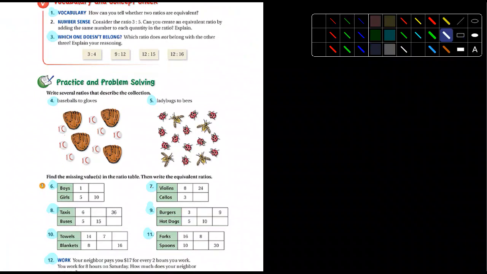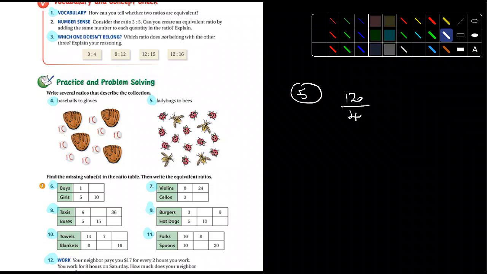Let's look at number 5. What are they asking us to do in number 5? It says, write several ratios that describe the collection. So I'm looking at number 5 here. So how many ladybugs are there? 1, 2, 3, 4, 5, 6, 7, 8, 9, 10, 11, 12. I counted 12. Is that right? Is it 12? Yep. All right, so I could write 12 over, and then how many bees? 4. Looks like 4. What's another way I could express that ratio? You could write 12 to 4.